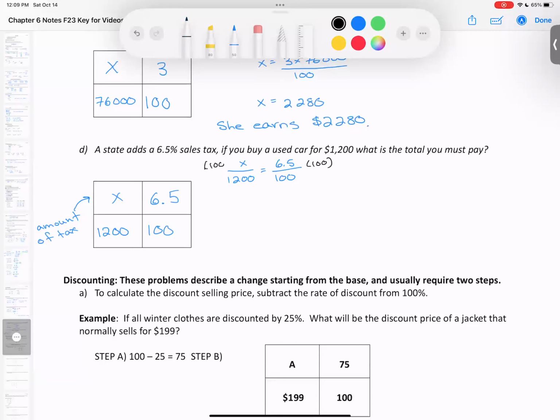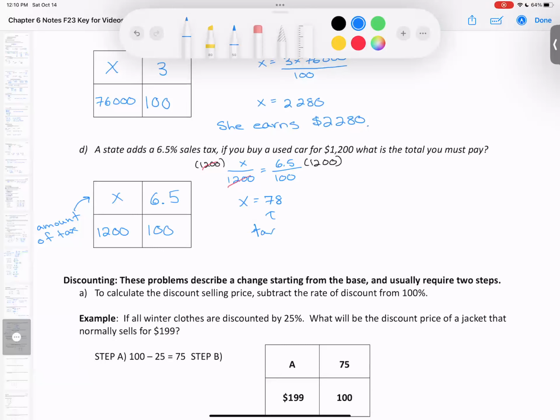Whoops, that's not going to help us, is it? Sorry. Let's look at this again. We're trying to isolate our X, which means let's multiply both sides by 1,200 so that the 1,200s cancel out and we're left with just X on the left. So these cancel, and now we have X equals, so let's do that math. We've got 6.5 times 1,200 divided by 100, and we get 78. So the amount of tax is $78.